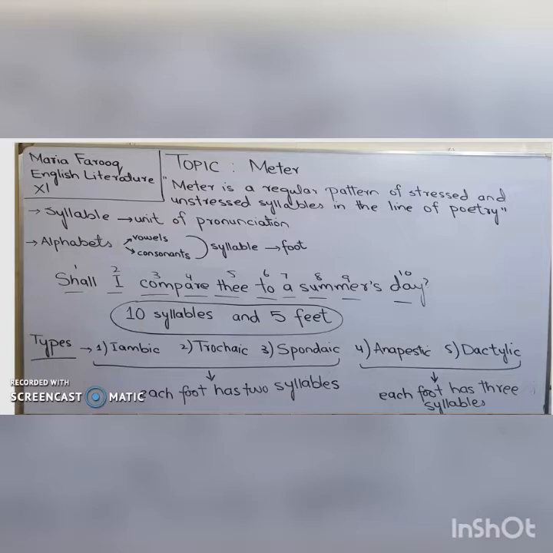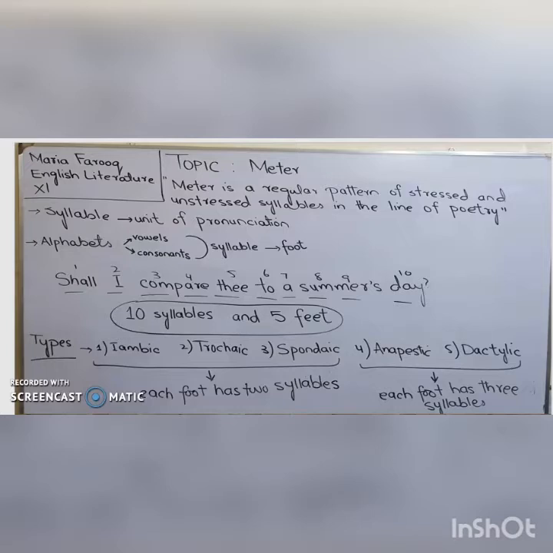Now let me read this line for you. I have taken this line from one of the sonnets by Shakespeare. Shall I compare thee to a summer's day? Now there are 10 syllables in this line. Each foot has 2 syllables. As this is iambic meter, each foot has 2 syllables, so 10 syllables and 5 feet.